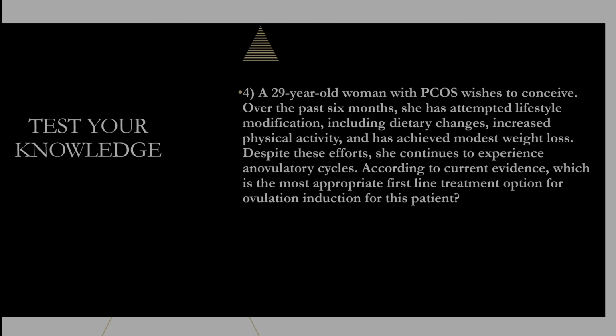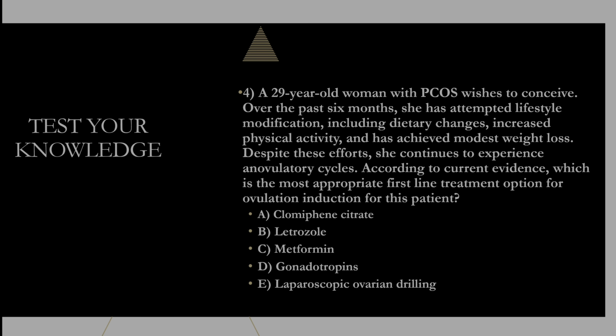Question 4. A 29-year-old woman with PCOS wishes to conceive. Over the past 6 months, she has attempted lifestyle modification, including dietary changes, increased physical activity, and has achieved modest weight loss. Despite these efforts, she continues to experience anovulatory cycles. According to current evidence, which is the most appropriate first-line treatment option for ovulation induction for this patient? A. Clomiphene citrate, B. Letrozole, C. Metformin, D. Gonadotropins, E. Laparoscopic ovarian drilling.